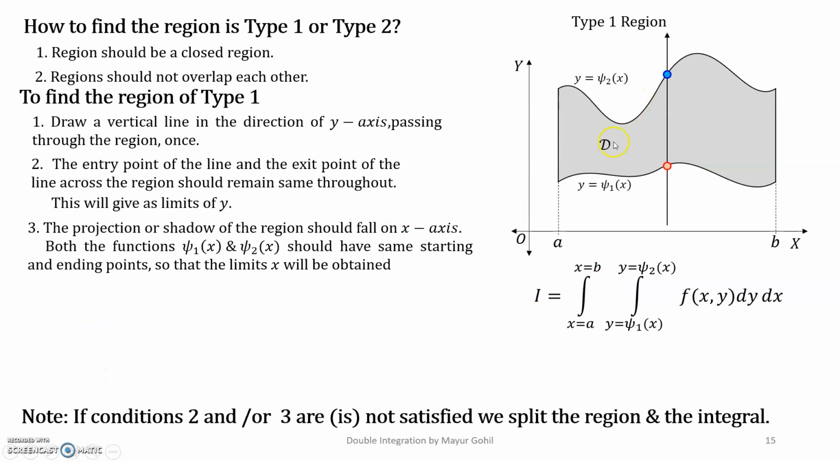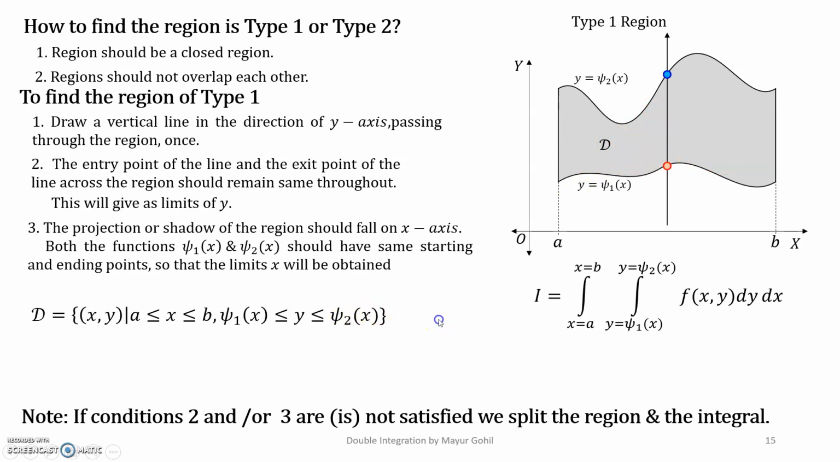Now this region D that you see, as we saw in the beginning of our introductory video lecture, we saw the notation for a rectangle, which was a cross product of two intervals. This region D also can be written mathematically in this manner. It's the set of all the points (x, y), where x lies between a and b and the y points lie between the two functions psi 1 and psi 2. So this is the way you write this shaded region D.